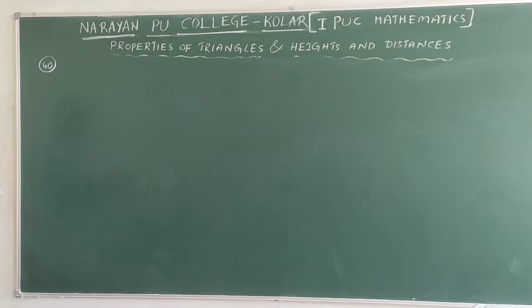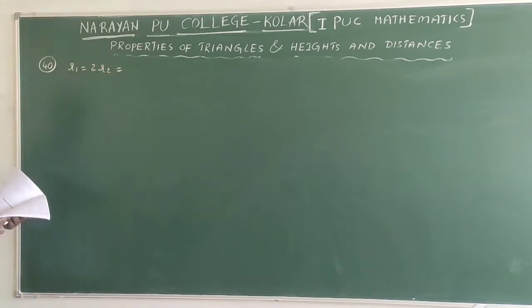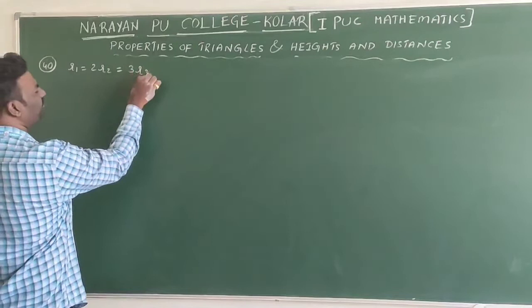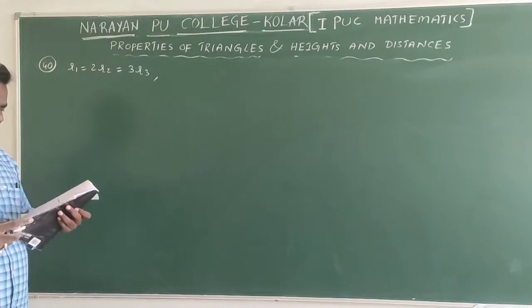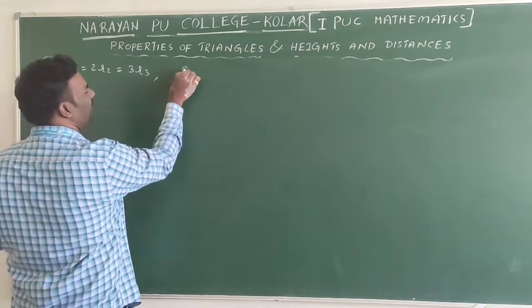In a triangle, if R1 equals 2R2 equals 3R3, then find the value of a/b + b/c + c/a.